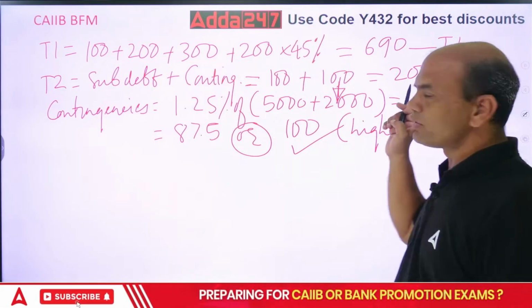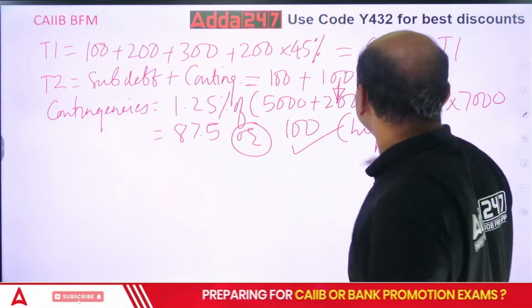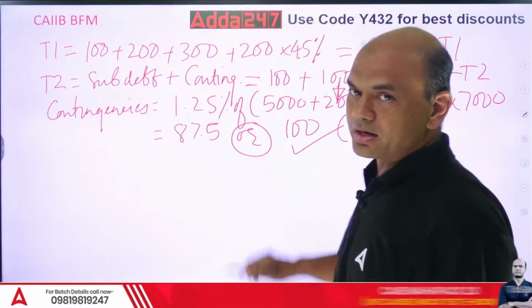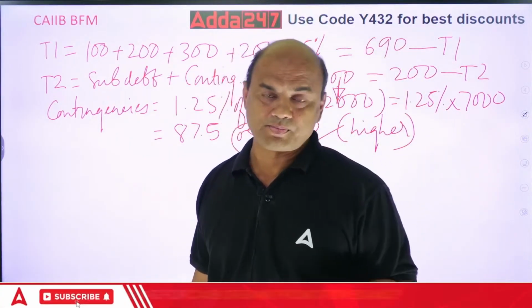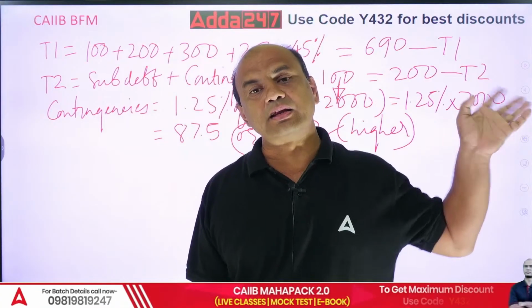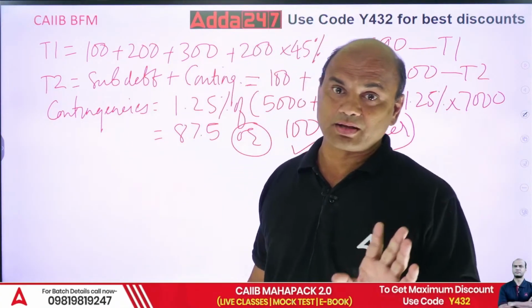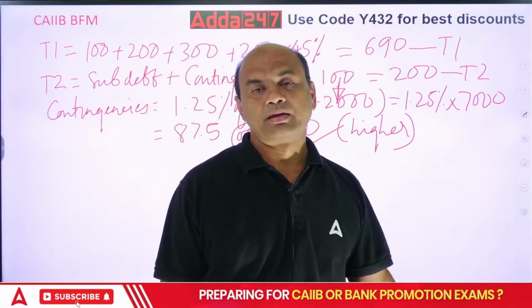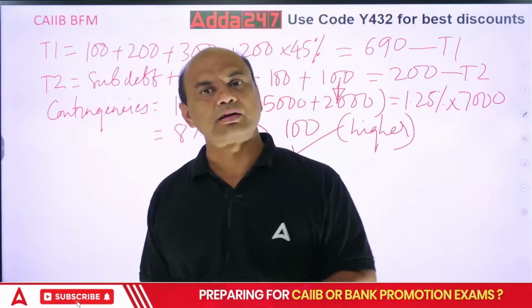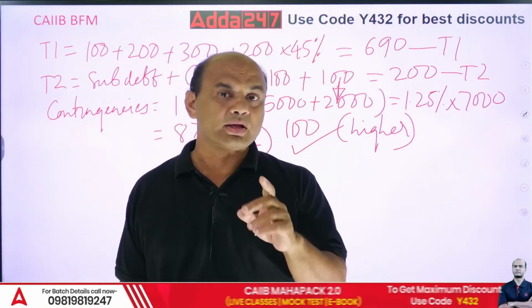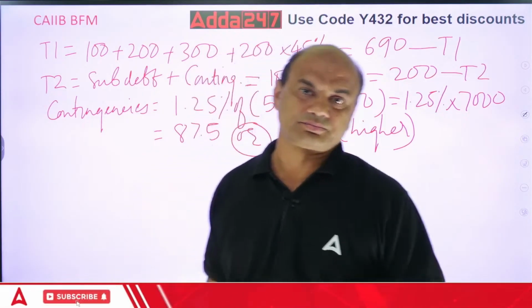Now here luckily you are having no problem. See, Tier 2 cannot be greater than Tier 1. Tier 2 can never be greater than Tier 1. If in the exam this comes to, let's say I'm talking example, 900, in that case you can't take 900. You have to take maximum as Tier 1.